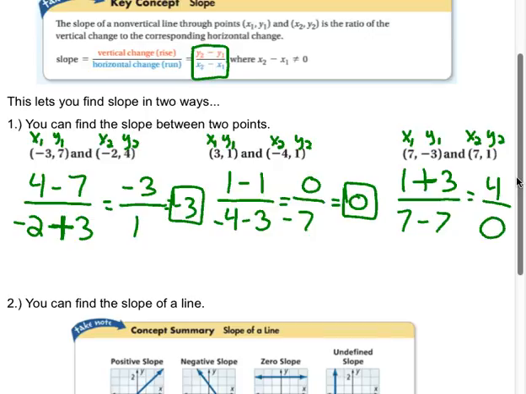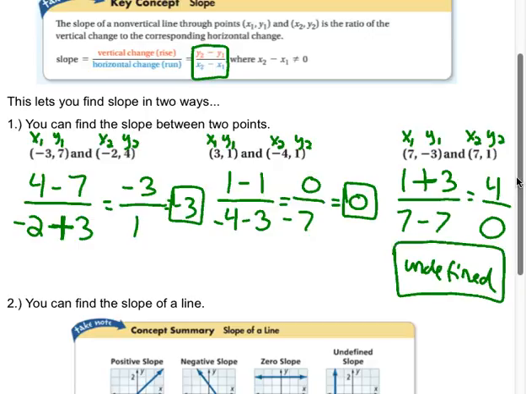Now, here, hopefully you remember, this actually causes us a slight dilemma because you know you can't divide by 0, right? So having a 0 on the bottom is actually a huge, huge issue. So we actually can't just leave it like this. We actually have to say that the slope is undefined.